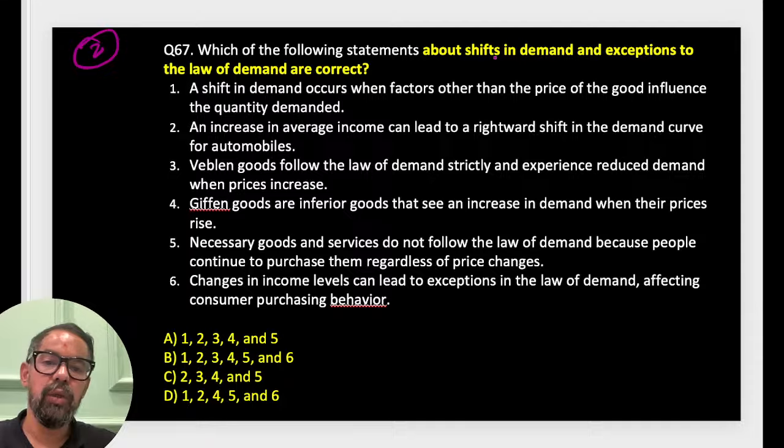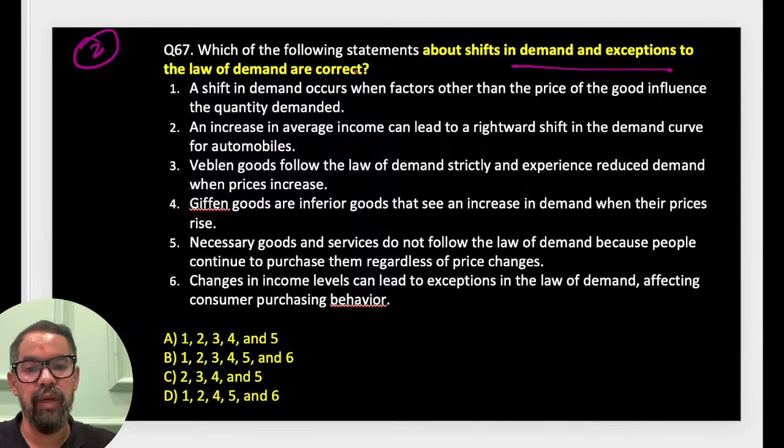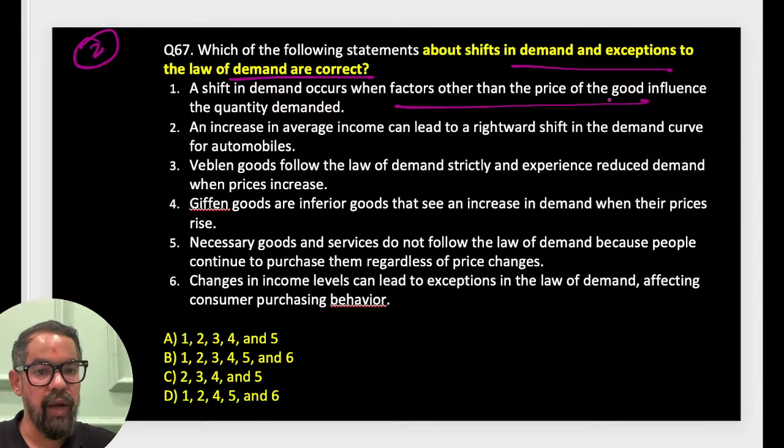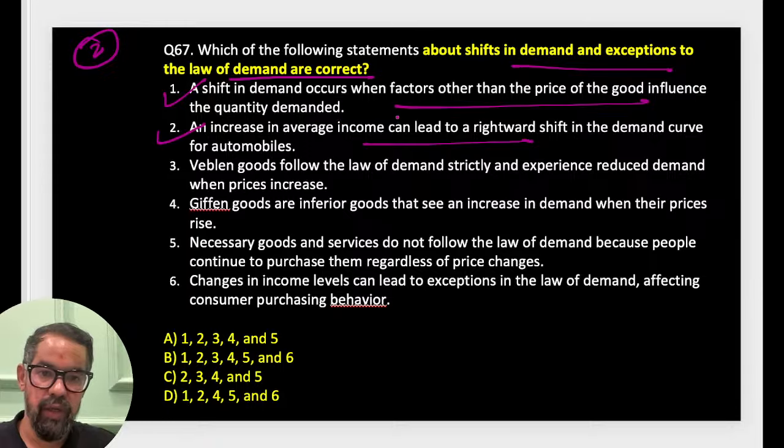Chalo, let's see. So demand and exceptions of law of demand. A shift in the demand curve occurs when a factor other than the price of the good influences the quantity demanded. What do we have to find out? Okay. Increase in average income leads to a rightward shift, again okay. This is also correct.